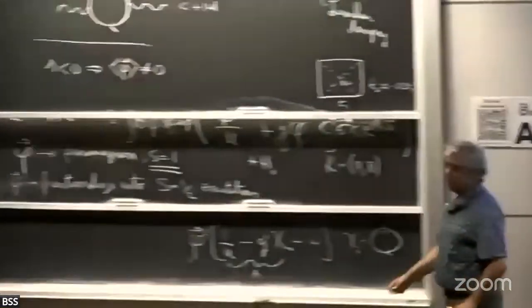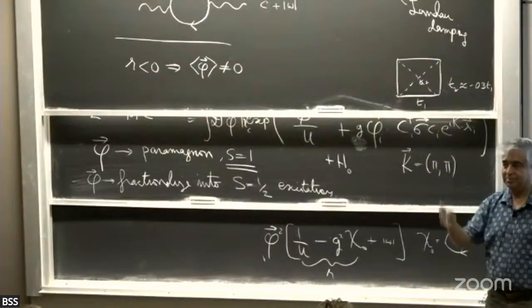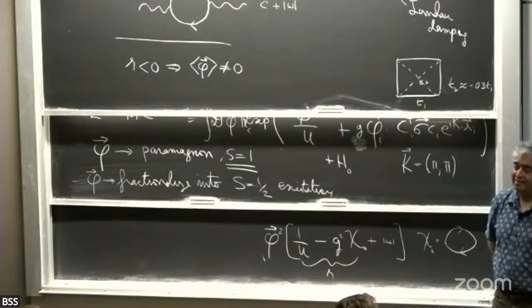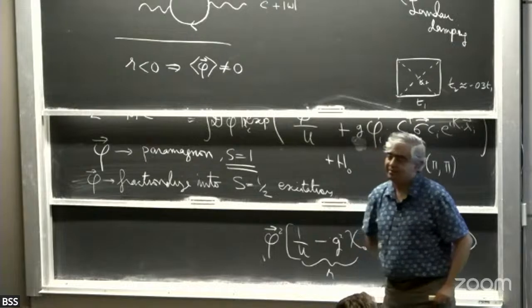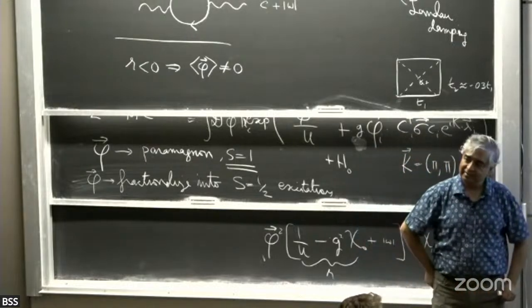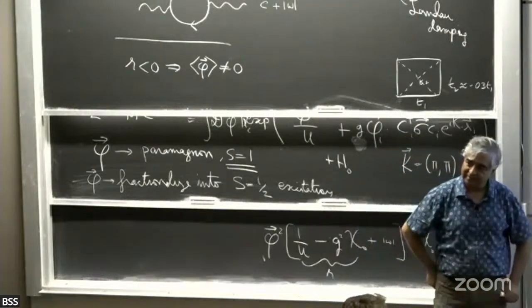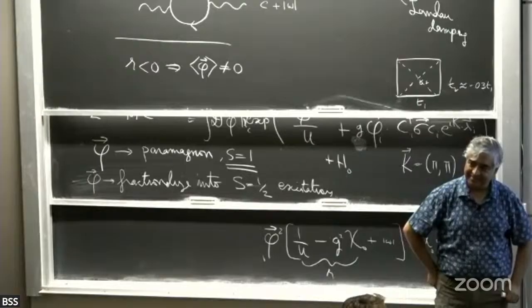You can think of it as a paramagnon decaying into the two spinon continuum. So we are talking about a paramagnon fractionalizing into these half particles, right? So what's the argument for that fractionalization? Like, why does it prefer fractionalizing?